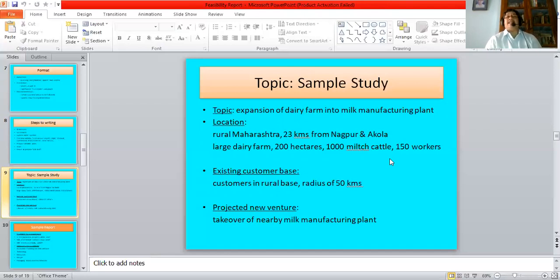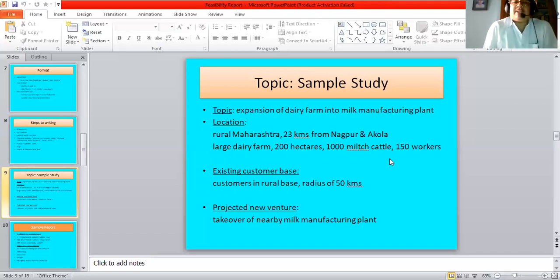Now, the existing customer base of this dairy is mainly rural customers, within a radius of 50 kilometers. So mainly the customers are people from the rural area and not from the city. And basically the customers do not live too far away. So within 50 kilometers is very close.